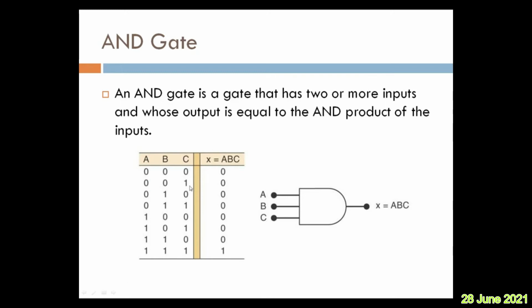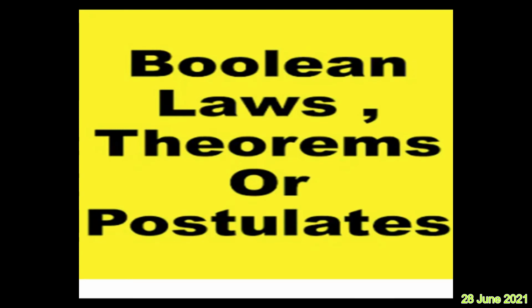It is binary 0, binary 1, binary 2, binary 3, right? It is written like this. Now you can see output is 1 only once, because when all the inputs are 1, then only output is 1. Otherwise, output will be 0. These are called our basic logic gates, NOT, OR and AND, right? With this background, now let us move to the Boolean laws and theorems, and also we call them postulates.